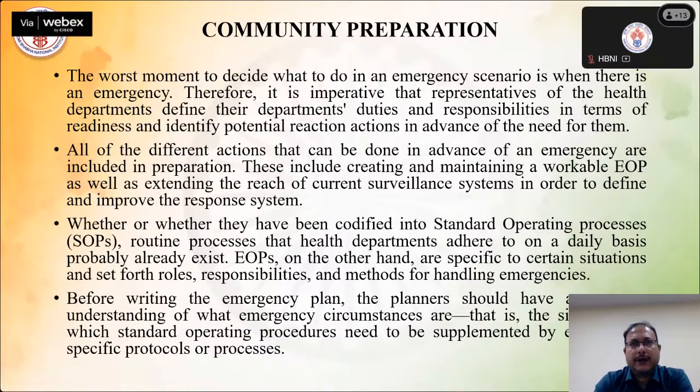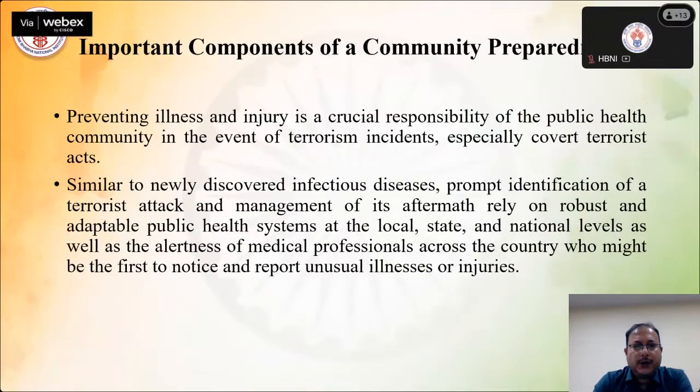We should know the particular chemicals or agents that are used in the area, or may be coming into the area, and what the repercussions of these chemicals are. Important components of community preparedness begin with preventing illness and injury, which is a crucial responsibility of the public health community in the event of terrorist incidents, especially covert terrorist acts. Similar to newly discovered infectious disease, prompt identification of a terrorist attack and management of its aftermath rely on robust and adaptable public health systems at the local, state, and national levels, as well as the alertness of medical professionals across the country who might be the first to notice and report unusual illness or injuries.